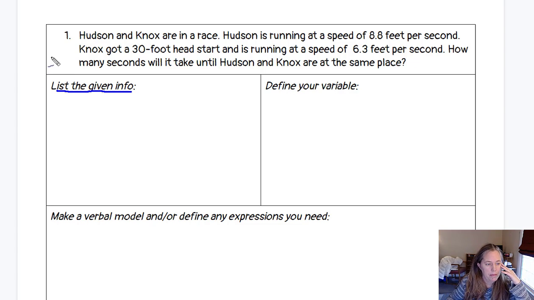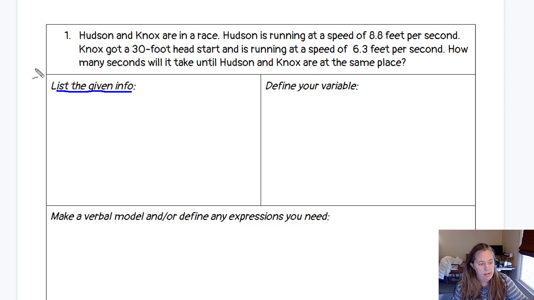So we have this word problem. Hudson and Knox are in a race. Good for them. Hudson is running at a speed of 8.8 feet per second. Of course he is. Knox got a 30-foot head start because they couldn't start at the same point, apparently, and is running at a speed of 6.3 feet per second. How many seconds will it take until Hudson and Knox are at the same place? Now, you could figure this out without algebra. I don't even really care about the answer to the problem. I care, can you write an equation that represents this?